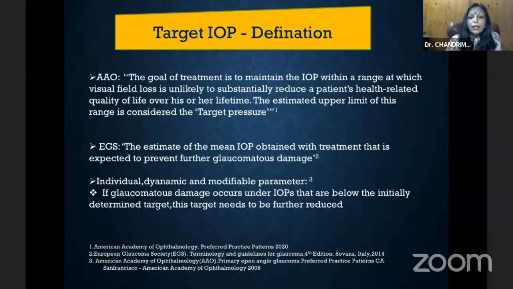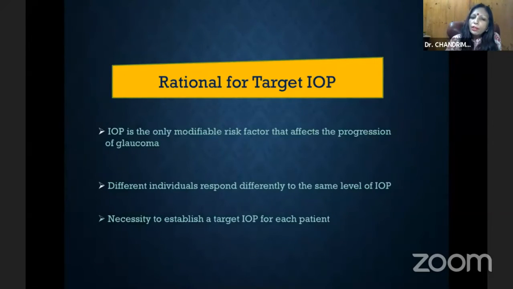The European Glaucoma Society said it is the estimate of the mean IOP obtained with treatment that is expected to prevent further glaucomatous damage, an individual, dynamic and modifiable parameter. If glaucomatous damage occurs under IOPs that are below the initially determined target, this target needs to be further reduced. So the rationale for target IOP is that it is the only modifiable risk factor that affects the progression of glaucoma.